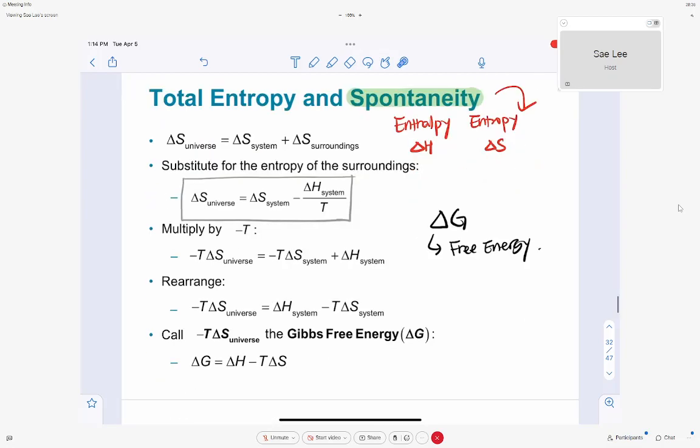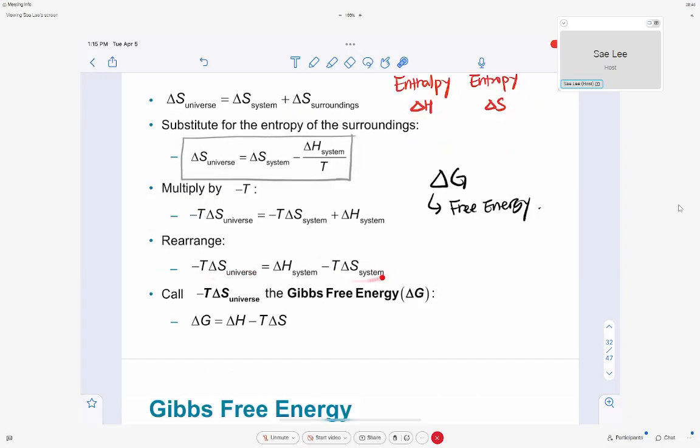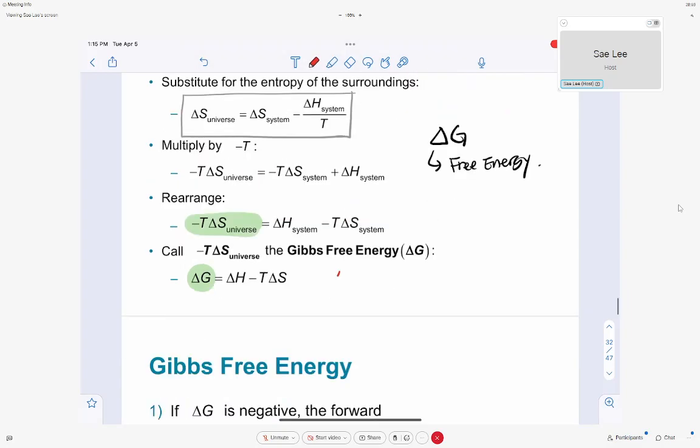If we multiply the entire equation by temperature, T, and rearrange the positive and negative signs a little bit, you will get this expression. This is just a rearrangement. And this is important. This portion is delta G. I'm going to write that down here. Delta G is basically negative temperature times delta S of the universe.